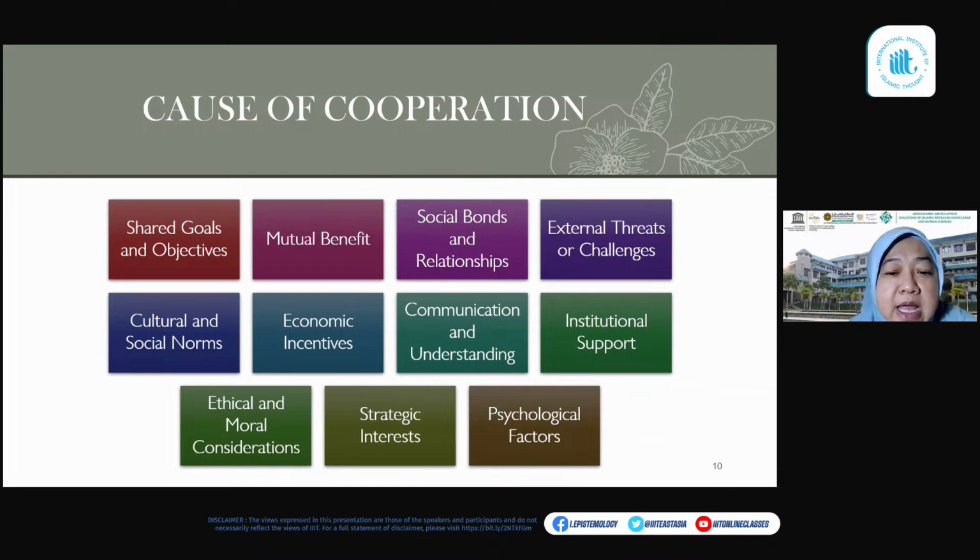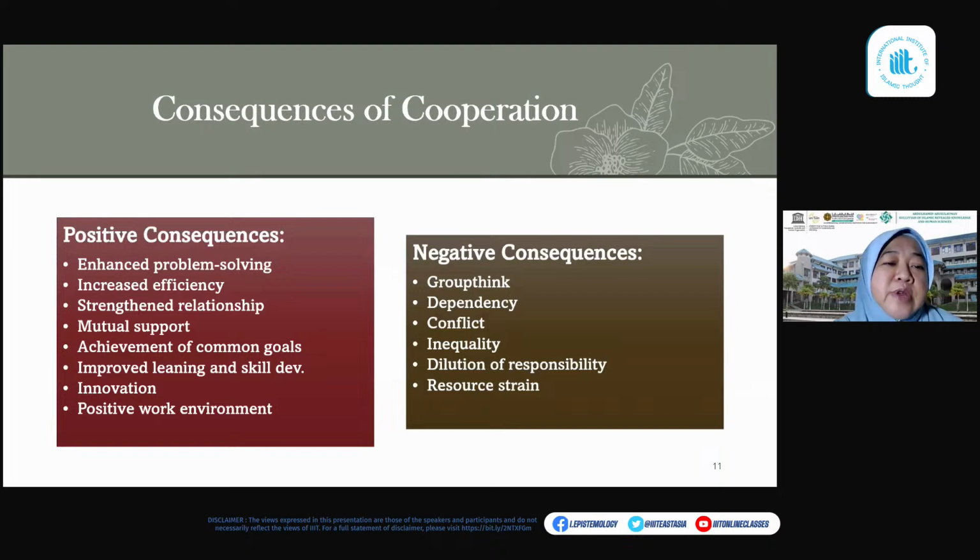Now, cooperation is not just simply positive. Sometimes cooperation can also result in conflict. It can result in a conflict of interest, a conflict of value. So there are several consequences of cooperation, which I can divide into positive and negative consequences.